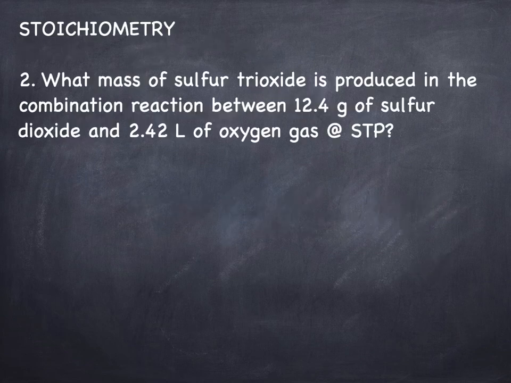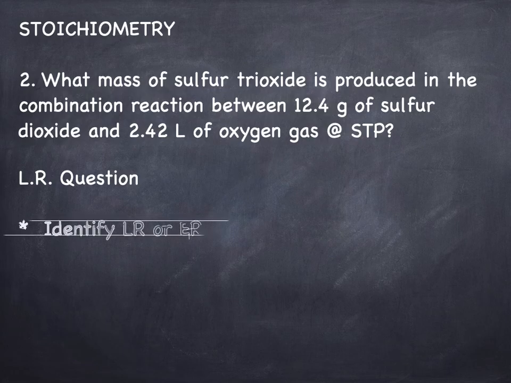Okay, so here is a problem involving limiting reagents. We are looking for the mass of sulfur trioxide produced in a combination reaction between sulfur dioxide and oxygen gas at standard temperature and pressure. Before you work this problem out, and I do encourage you to work it out, I want to talk a little bit about the types of limiting reagent questions that you're likely to see.